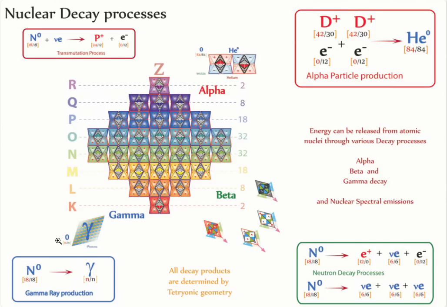And it was also decided that this was the case purely because an unbound, or free, neutron will rapidly decay into a proton and electron. So it was deemed sensible at the time to assume that this process was in fact the reverse of the process that created it. Tetryonics in fact shows that this is not the case.